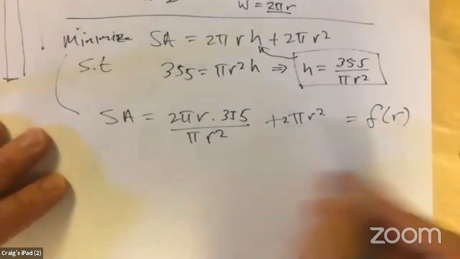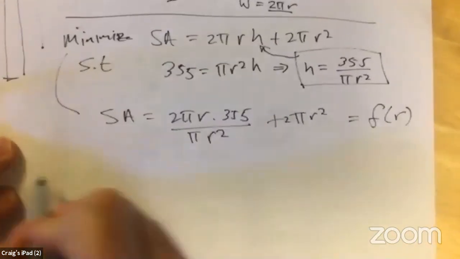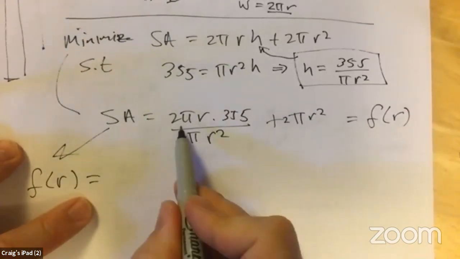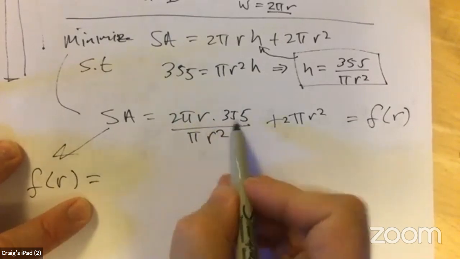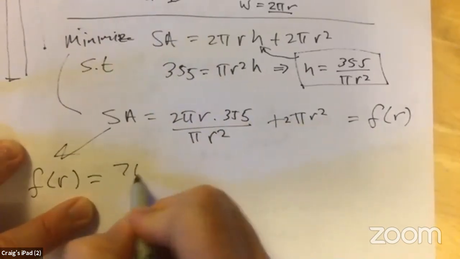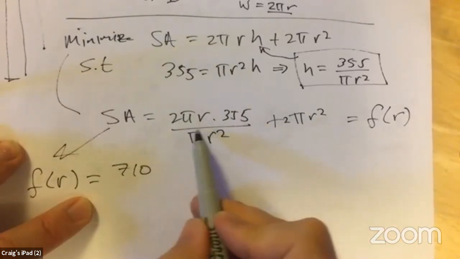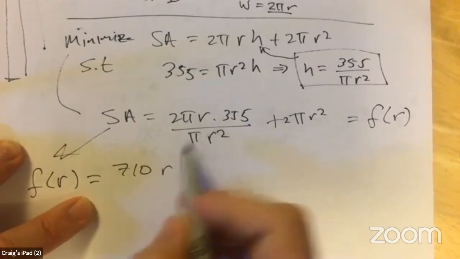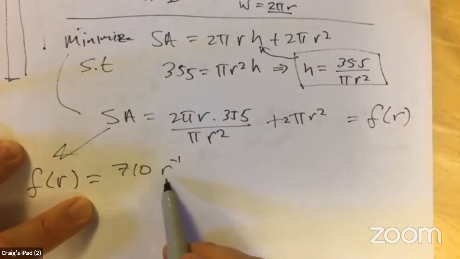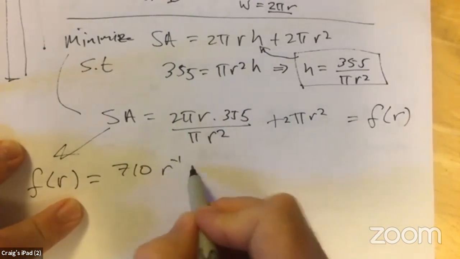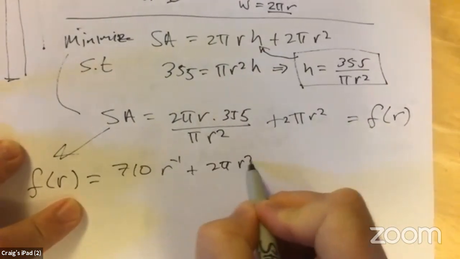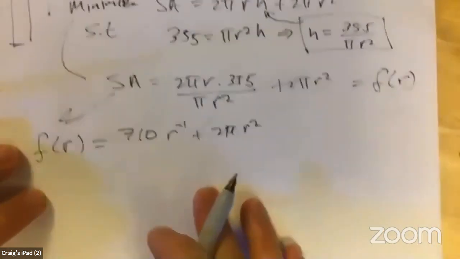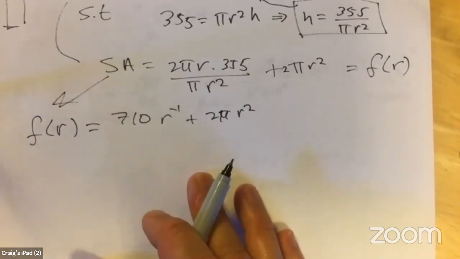Okay, so before I differentiate this thing, I'm going to simplify it a little bit. So f of r, my surface area, equals, get rid of the pi, 2 times 355 is 710. The pi's cancel and this r cancels this r, so I get r to the minus 1 power, which I want because we're in calculus, right? Easier to differentiate. Plus 2 pi r squared. There we go. And so now it's easy because now it's just math.